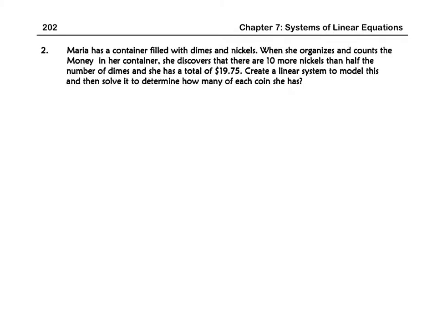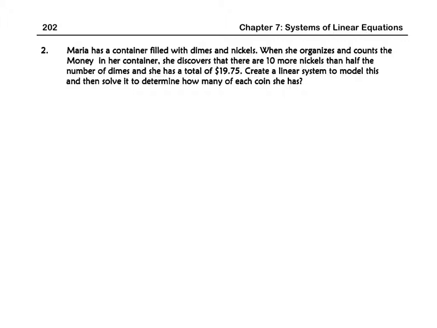Okay, question number 2. Maria has a container filled with dimes and nickels. When she organizes and counts the money in her container, she discovers that there are 10 more nickels than half the number of dimes, and she has a total of $19.75. So you have to create a linear system to model this and then solve it to determine how many of each coin she has. So in the question there, we know the two things we're looking for are the number of each coin she has.